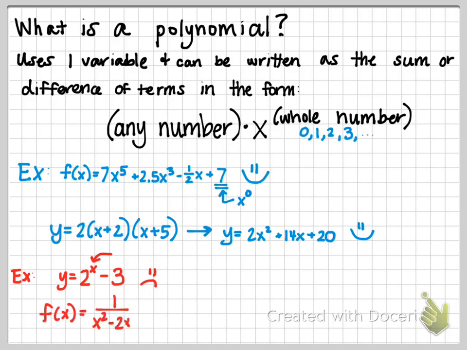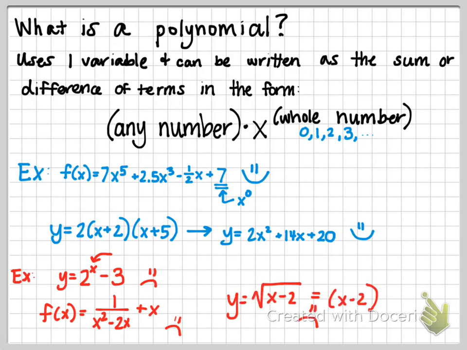Another example of something that's not a polynomial would be this 1 over x squared minus 2x plus x. Because of these two terms that are down here in the denominator, they would really, if we use our exponent rules, have negative exponents on them. Okay, so those do not qualify as whole number exponents. So this, again, would not be a polynomial.